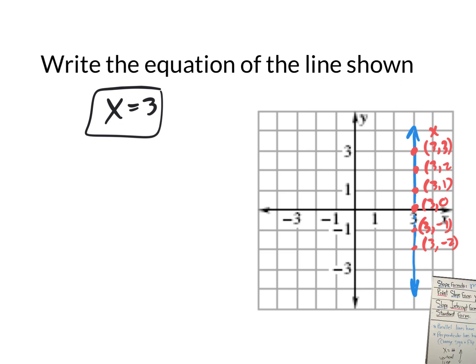Any line that's vertical is going to have the equation x equals whatever that is. So if for some reason I put a dot right here and I did a vertical line right there, that would be the equation x equals -4. Does that make sense? Okay.